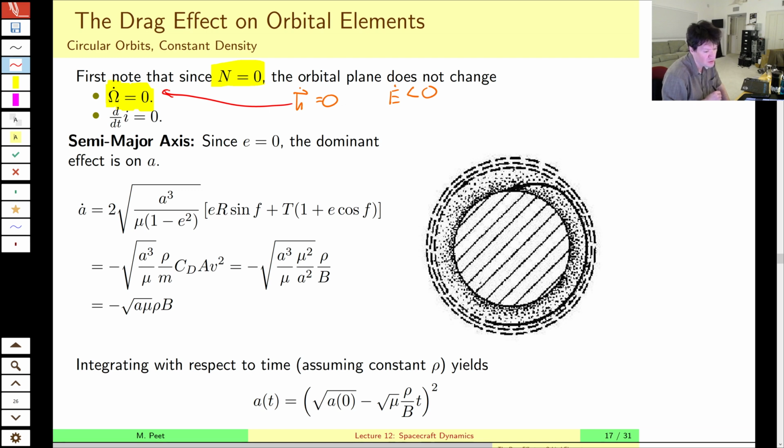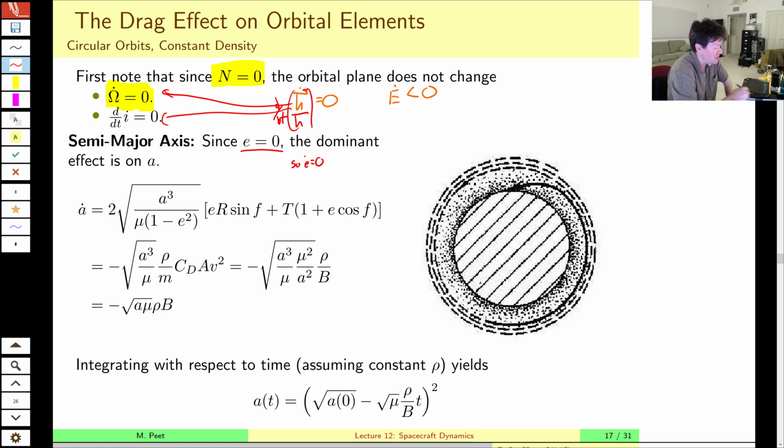The magnitude can change. So I guess the normalized version of this actually doesn't change. So I should write that. Okay. So for now, we've assumed that the eccentricity is 0. We're in a circular orbit. And so really there's no effect on eccentricity. So e dot equals 0.